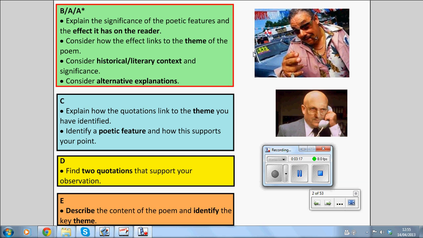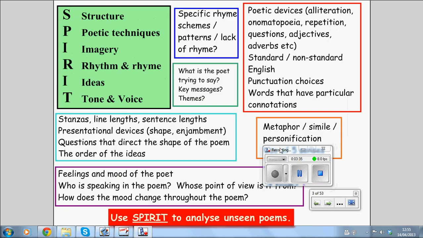These little pictures are here just to remind you that in poetry there is no right answer, so you can blag it. You can talk about your own ideas, you can talk about how things link together, and it's essentially trying to use the evidence in the poem to support what you're saying. And as long as you can do that, you can say whatever you want.